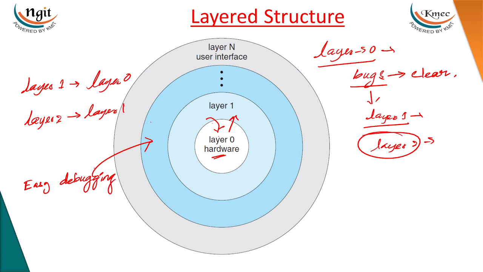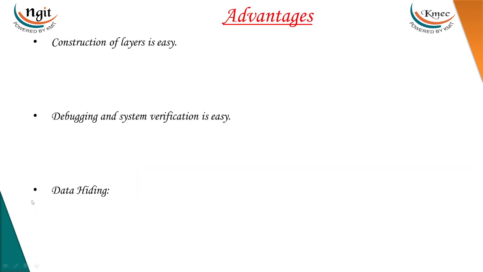So this structure gives you easy debugging. And you can even add one more feature or one more service easily. So construction of a new layer is also easy, and you can easily verify the system. The construction is easy because the functionality is separated, debugging is easy, system verification is also easy, and there is something called data hiding.